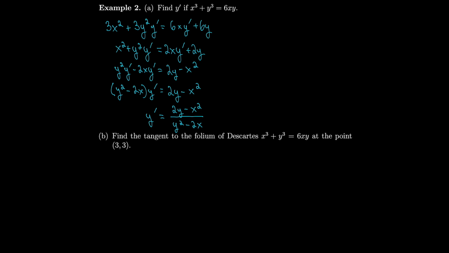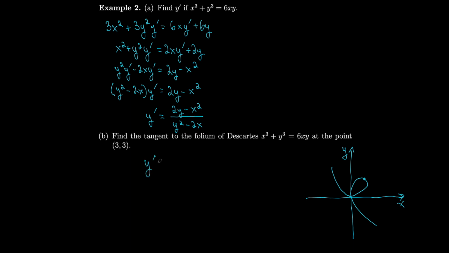Let's find the tangent to the folium of Descartes, x cubed plus y cubed equals 6xy at the point 3, 3. So that's actually the name of this fancy thing. It looks something like this. Didn't come out good. Let's try it again. A little bit better. It's supposed to be at 0 over there. Okay, so we want the point 3, 3. We're looking for the tangent line. So we'll return to this in a minute.